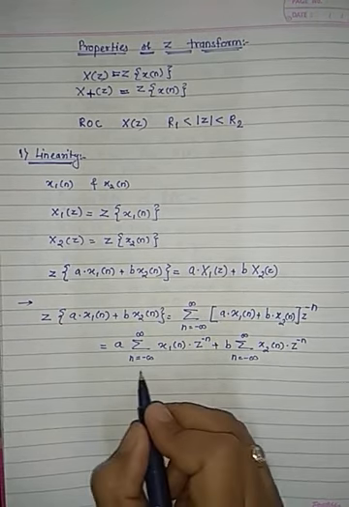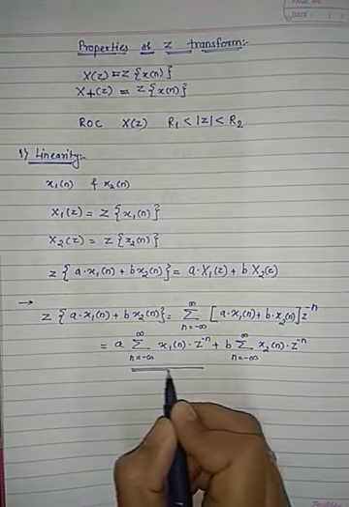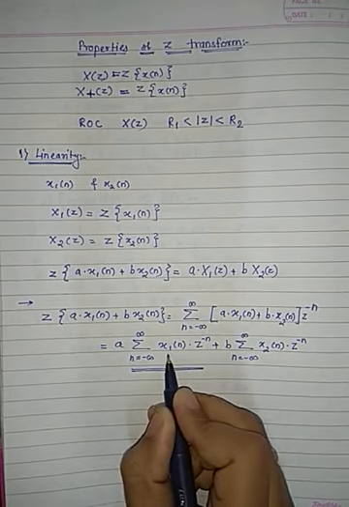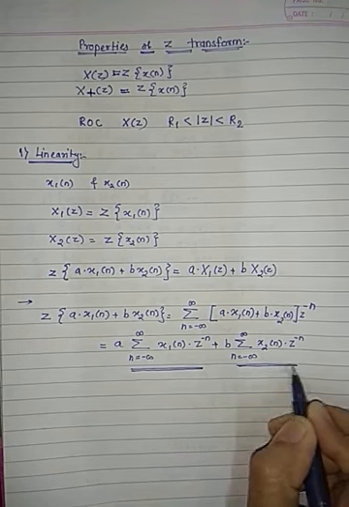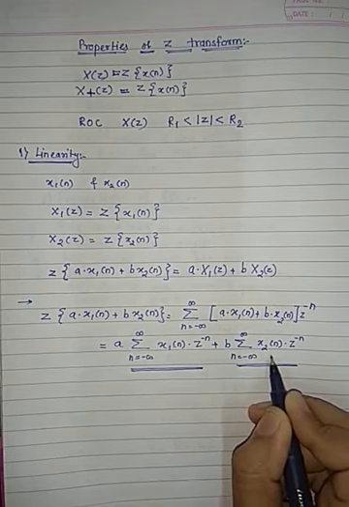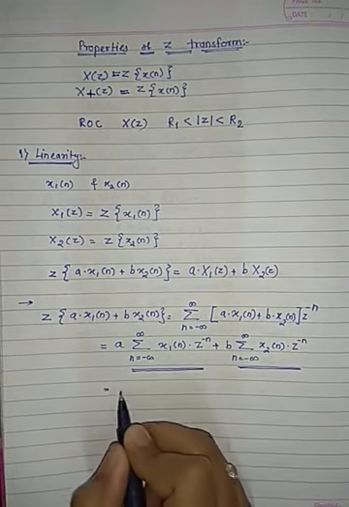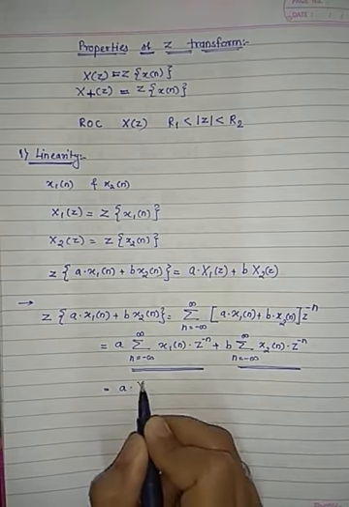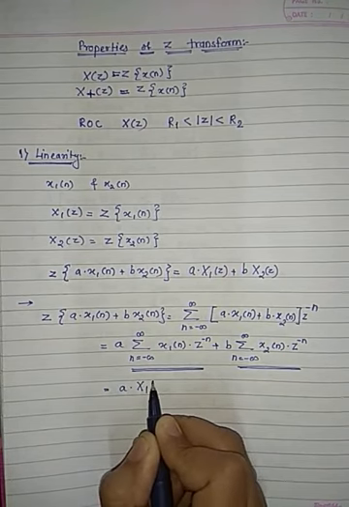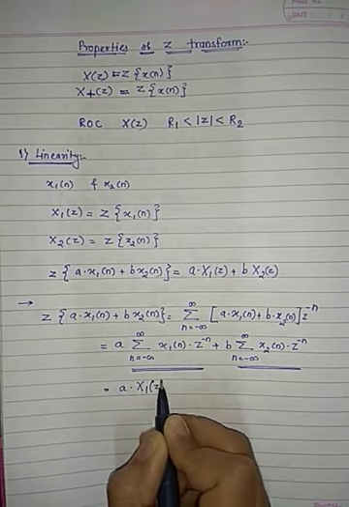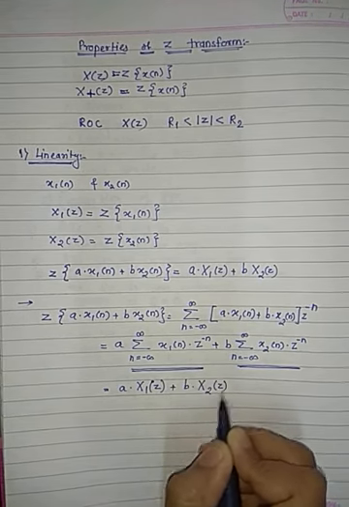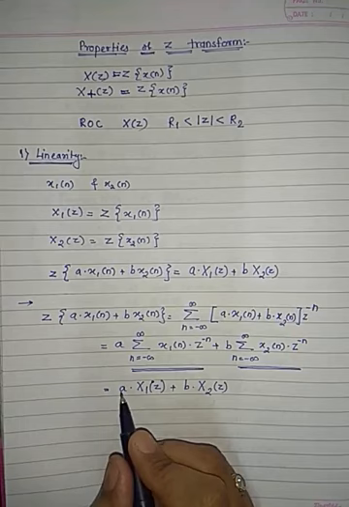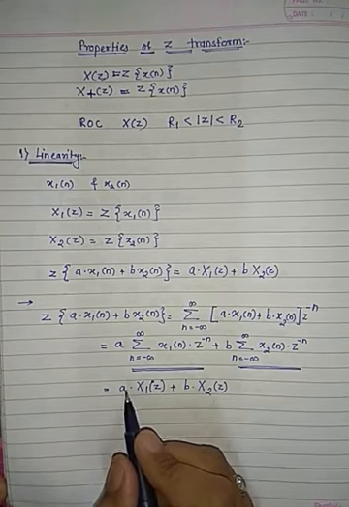Now what is this? This is the definition of the Z transform of the sequence x1 of n, and this is the definition of the Z transform of x2 of n. So we can simply write it as A times X1 of z plus B times X2 of z. Hence our linearity property gets proved.